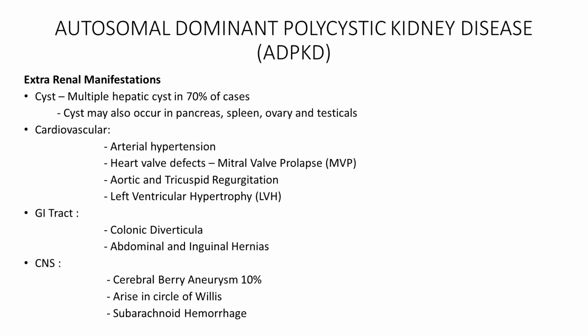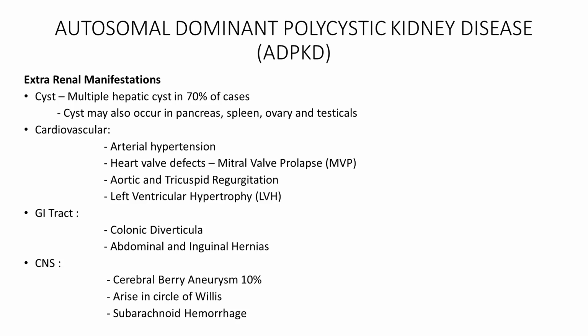Now, what are the important extrarenal manifestations of autosomal dominant polycystic kidney disease? There may be cysts in the liver, multiple hepatic cysts in almost 70% of the cases. Cysts may also occur in the pancreas, spleen, ovaries, and testicles.